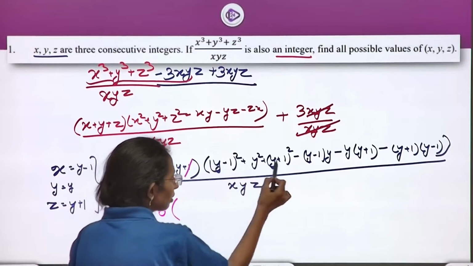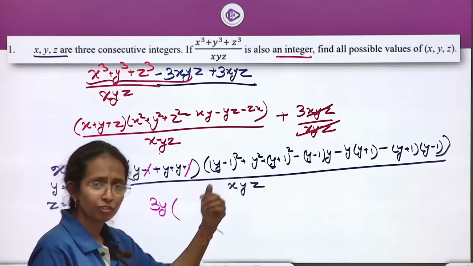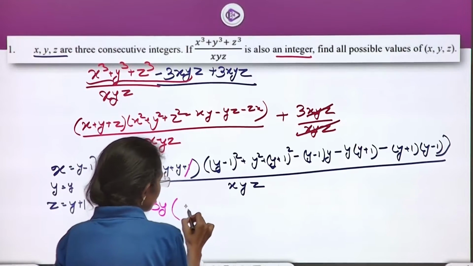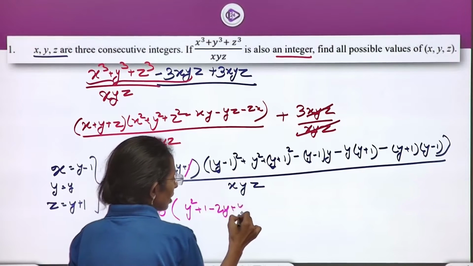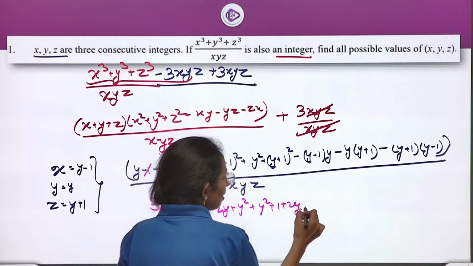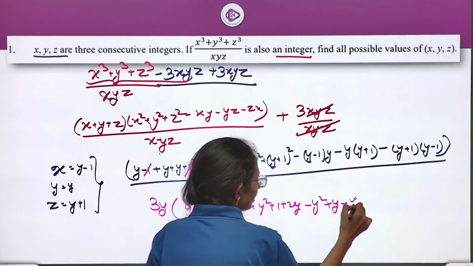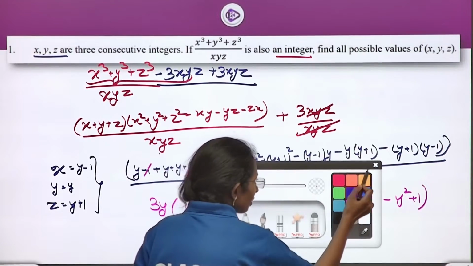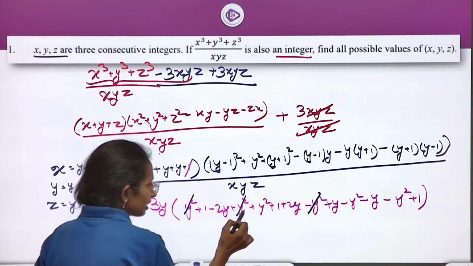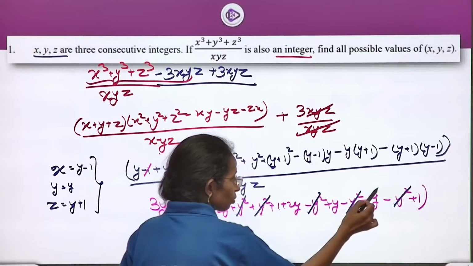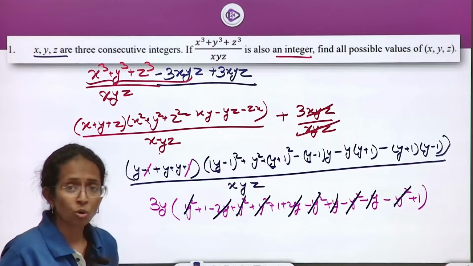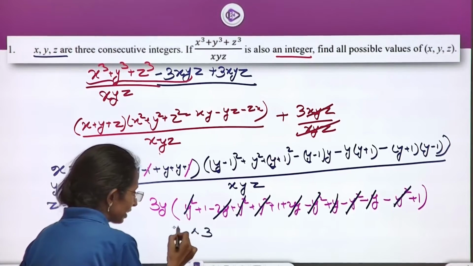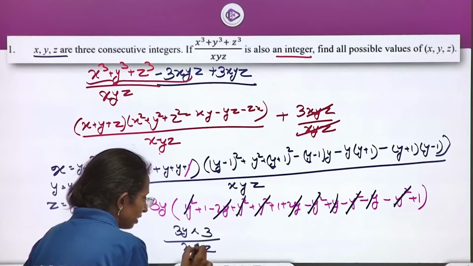Now from the second bracket, when we put the identities of whole squares and do the addition and subtraction, we will observe y square plus 1 minus 2y plus y square plus y square plus 1 plus 2y minus y square plus y minus y square minus y minus y square plus 1. We are observing that y square minus y square gets cancelled again, and minus y plus 2y minus 2y. That means all the y terms from the second bracket are getting cancelled and the second bracket comes to be 3 only. The first bracket is 3y, upon xyz. Now y is getting cancelled.